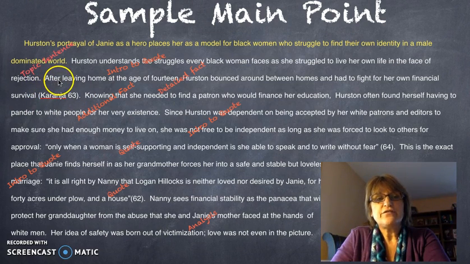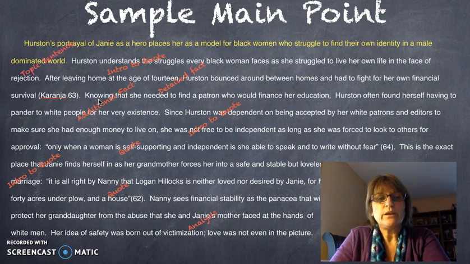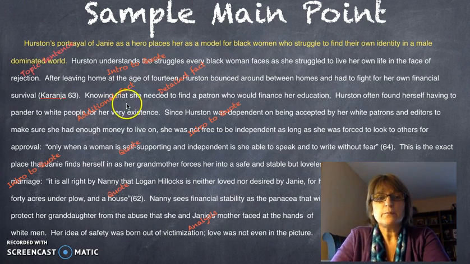Now remember, these are just facts. I don't have to have a colon or a comma, so here it's okay to have a period. Knowing that she needed to find a patron who would finance her education. Now that's kind of revamping a little bit of the information. Hurston often found herself having to pander to white people for her very existence. This is another detailed fact, something else that I did not know without research. Because I have cited this here, it is good for 2 to 3 sentences. It's assumed that that citation will cover for the next couple of facts given.